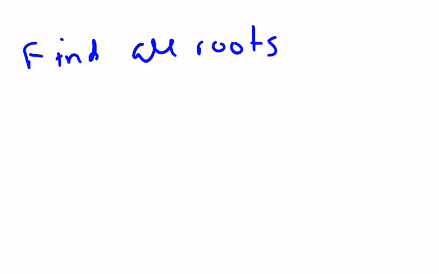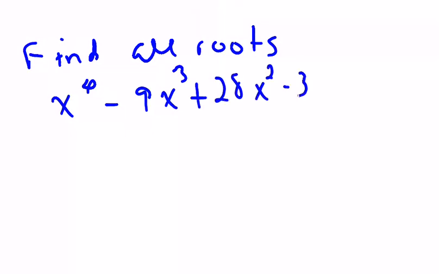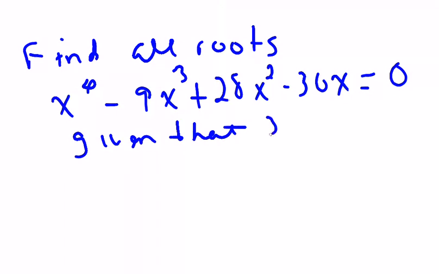All right, another example, find all roots of x to the 4th minus 9x cubed plus 28x squared minus 30x equals 0, given that 3 minus i is 1 root.